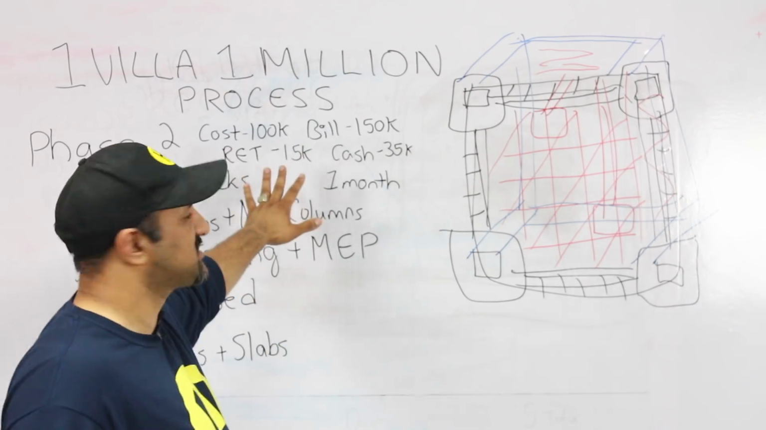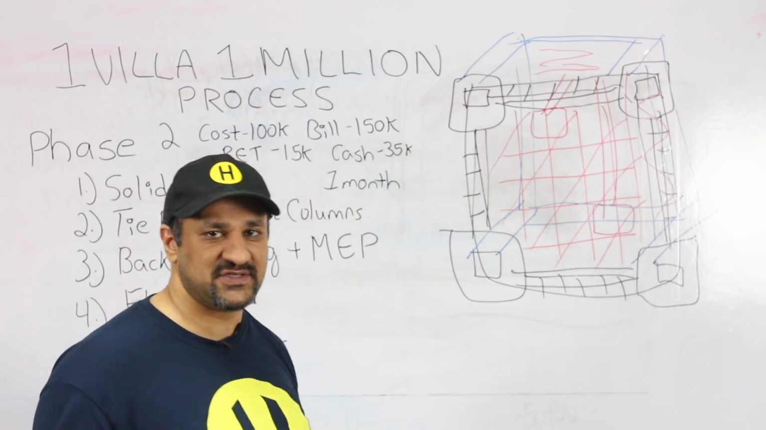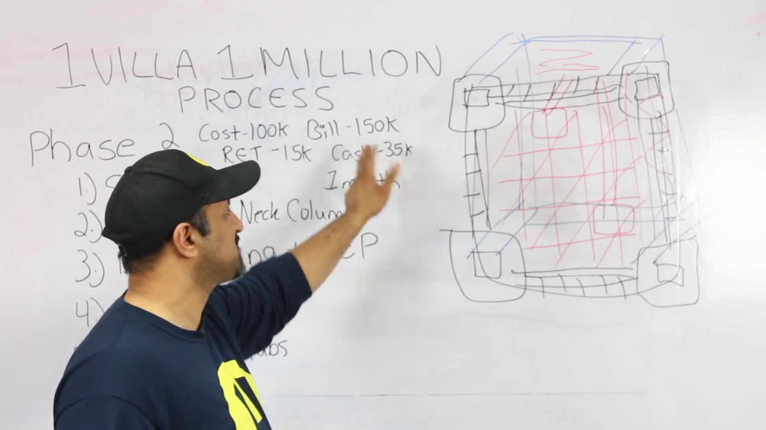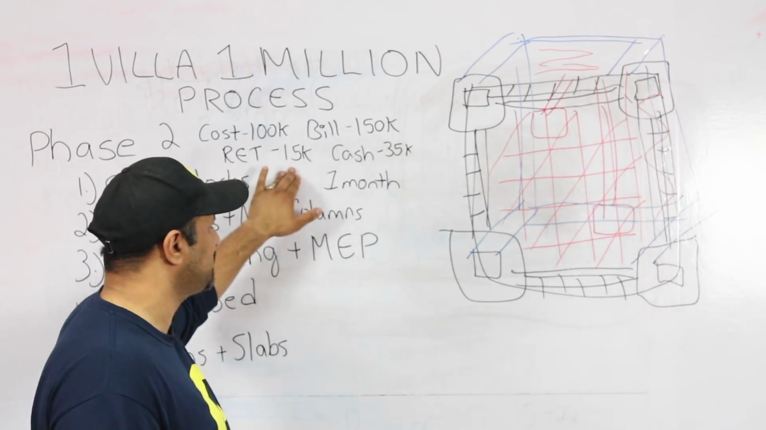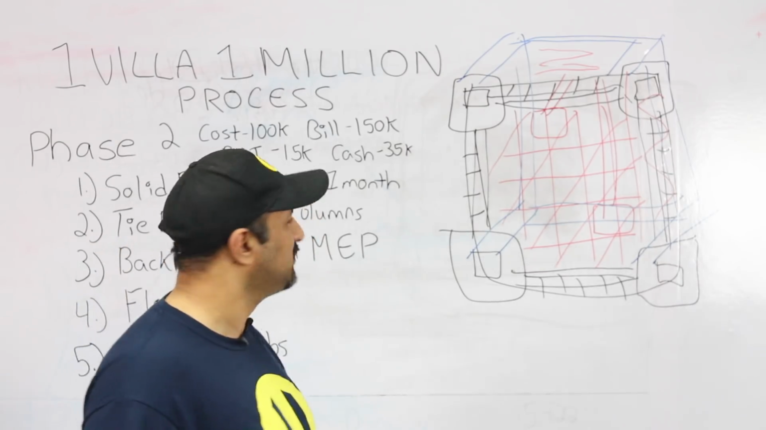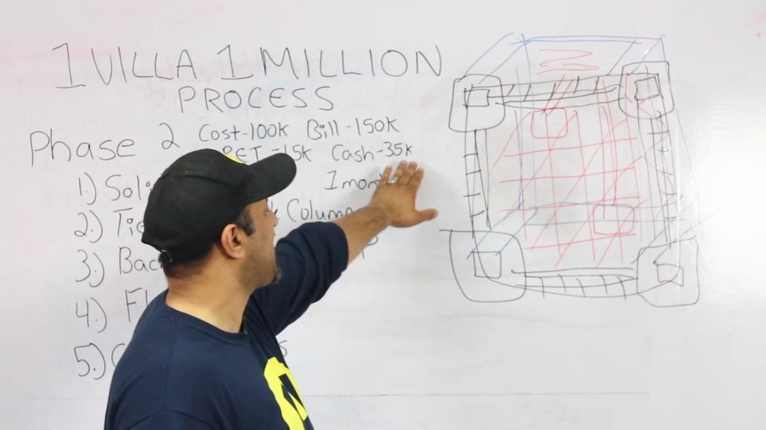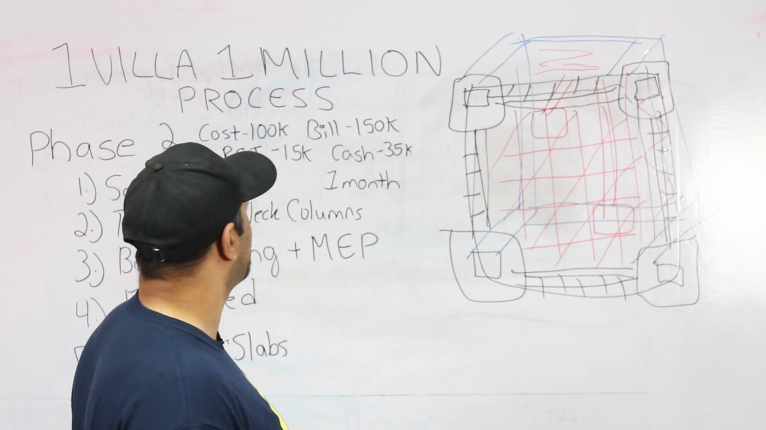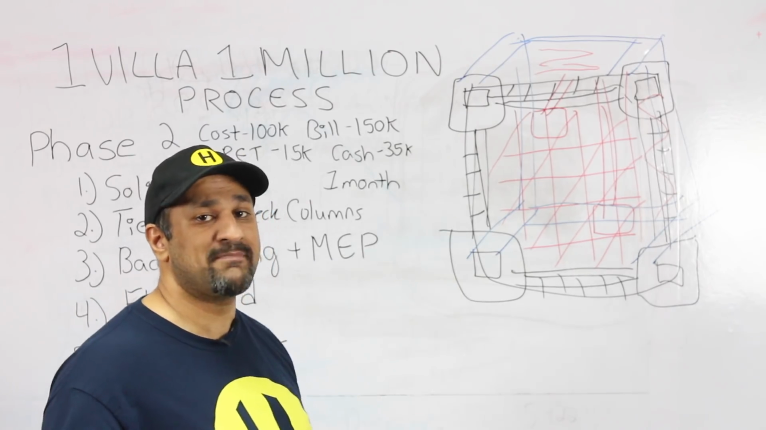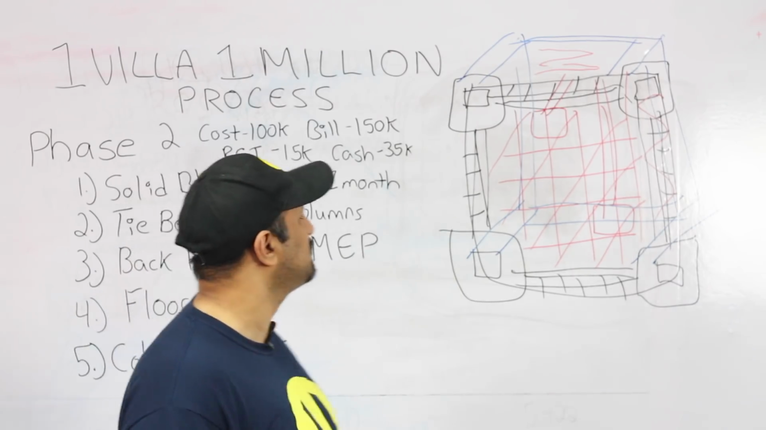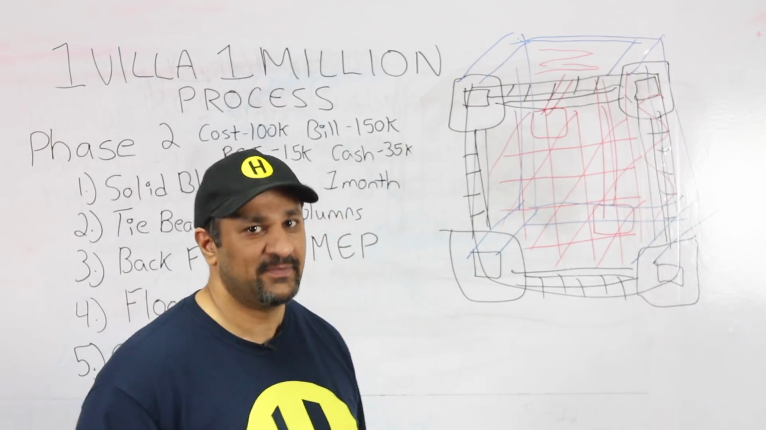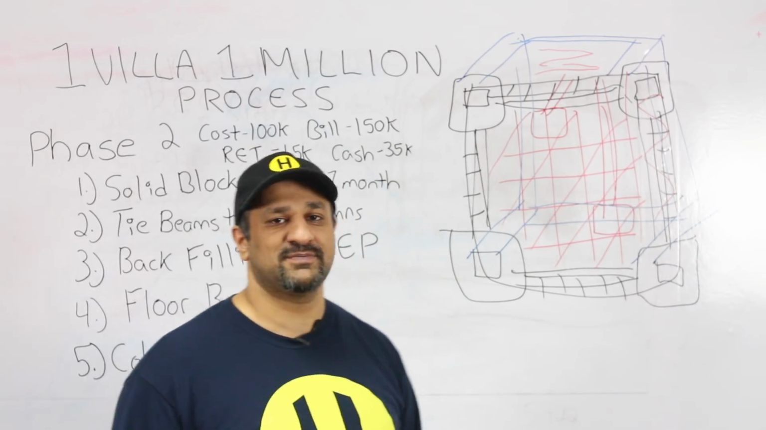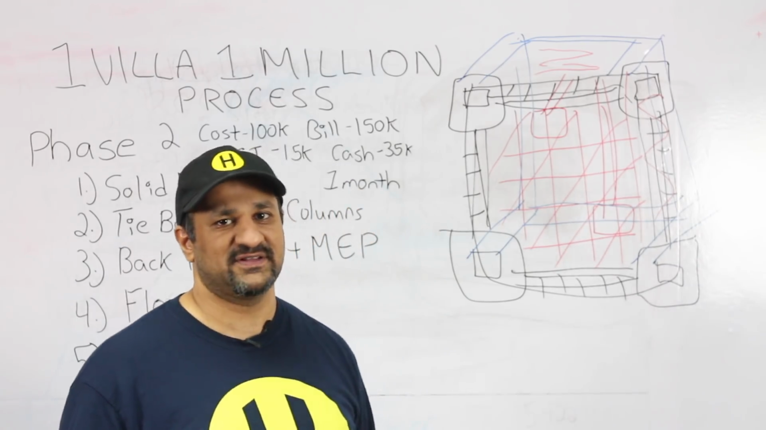And in this process, the cost is around $100,000. The bill that we submit is $150,000. The retention, which again is always 10% of the bill, is $15,000. And then the cash is $35,000. Now this whole process again takes 1 month. So we are in phase 2. We are 2 months in now. We've made $20,000 profit in the first month. We've made $35,000 profit in the second month.